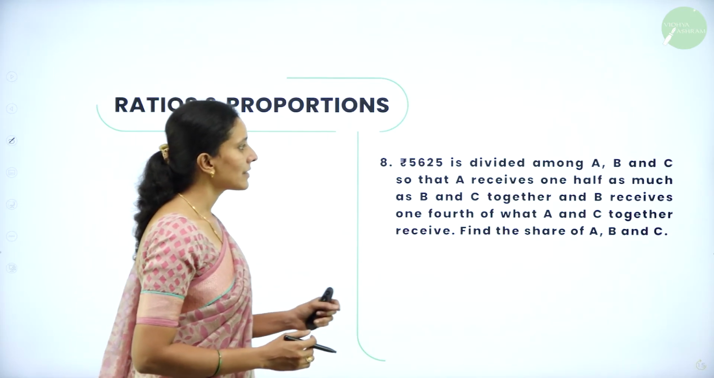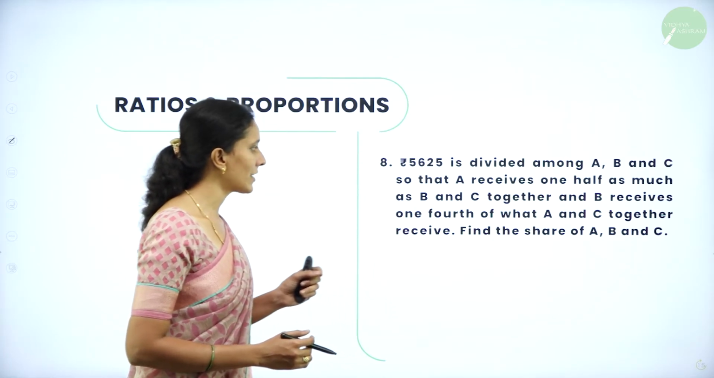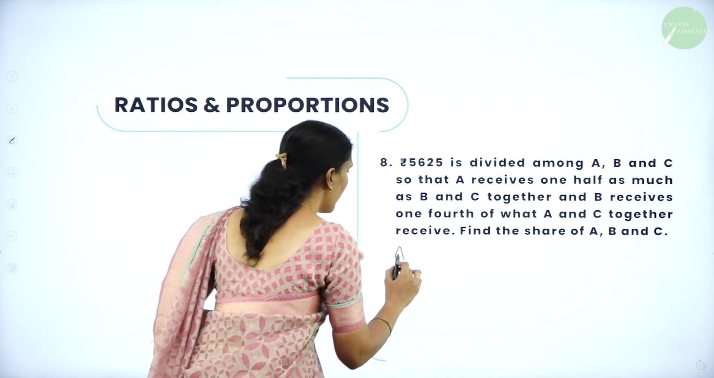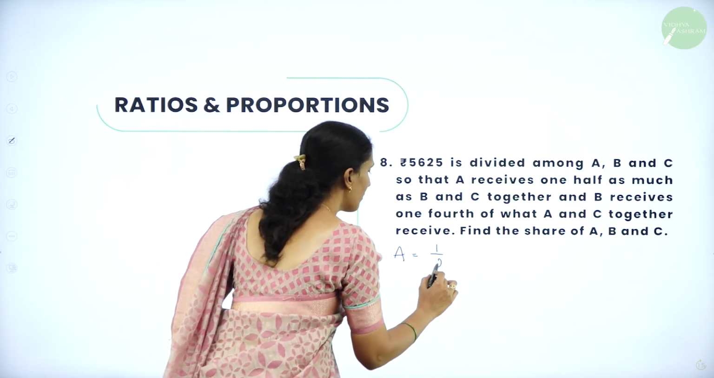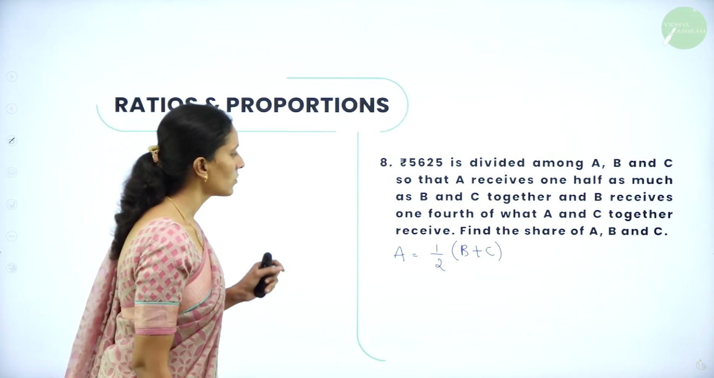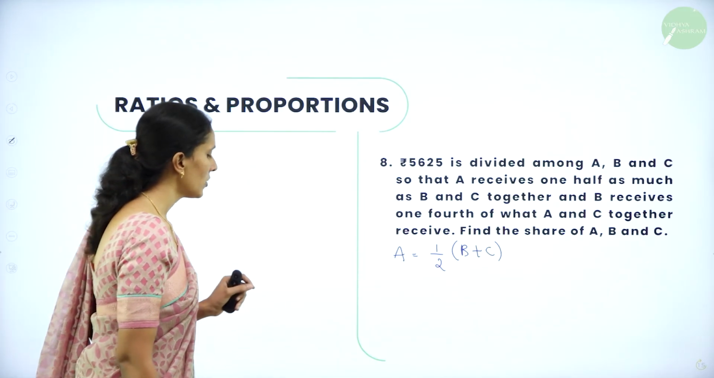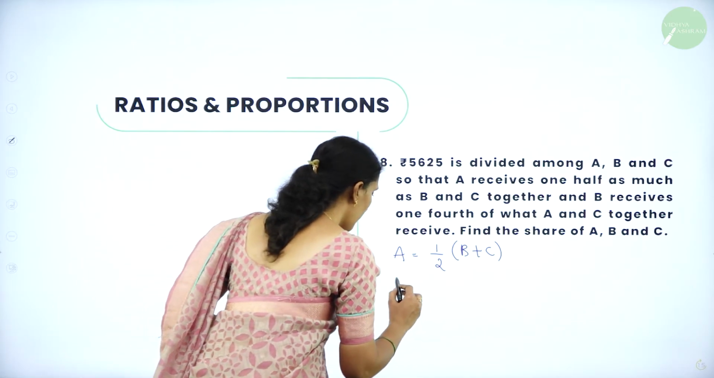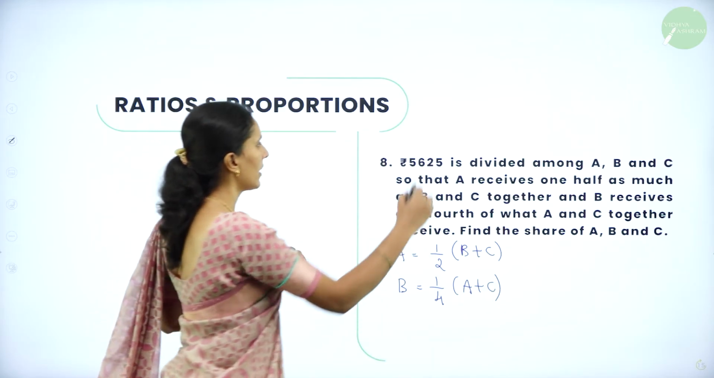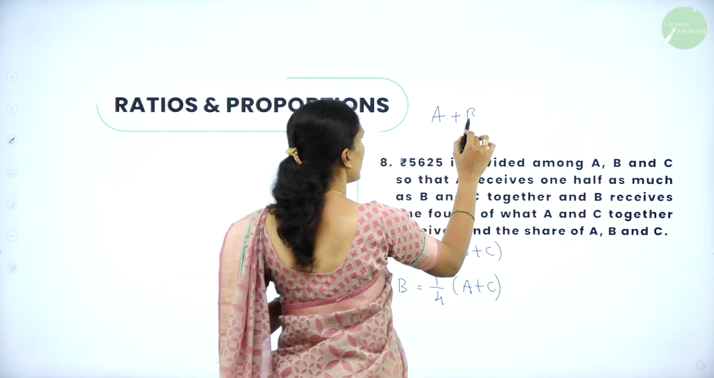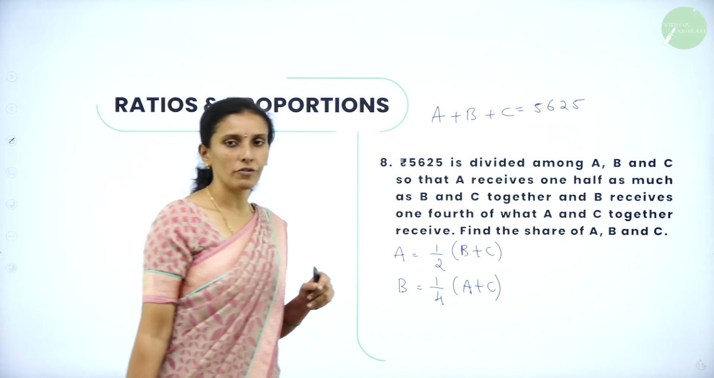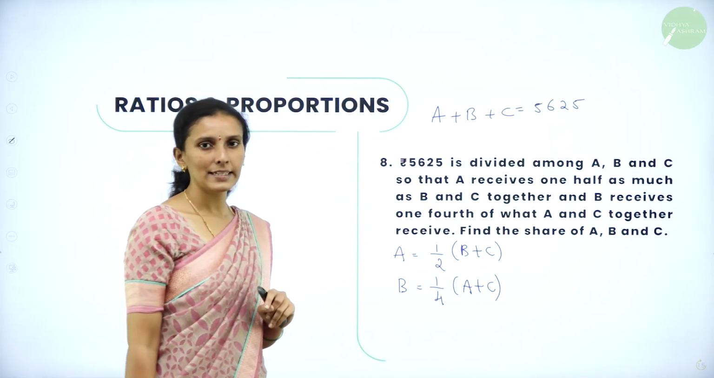The amount is 5,625. A receives 1/2 as much as B and C together. That means A receives half of B and C together. Next, B receives 1/4 of A and C together. That is, B is 1/4 of A and C. Next, we know A plus B plus C is equal to 5,625. When you add all the shares of the 3, the total must be 5,625.